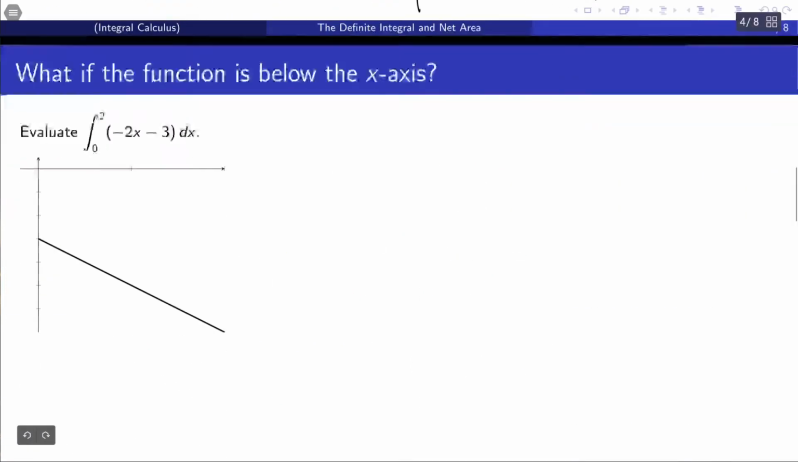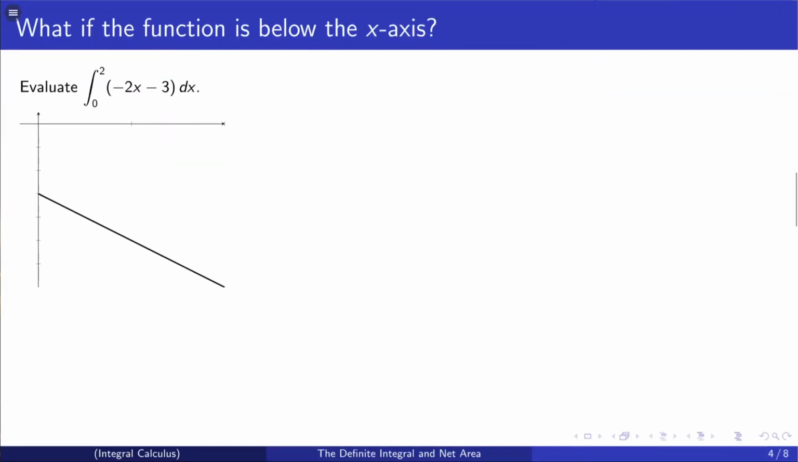Now, the question is, what do we do if the function that you have is below the x-axis on that interval from a to b? In this case, it's the interval from 0 to 2. And it's the same function that we saw in the previous slide, minus 2x minus 3, but now it's below the x-axis.